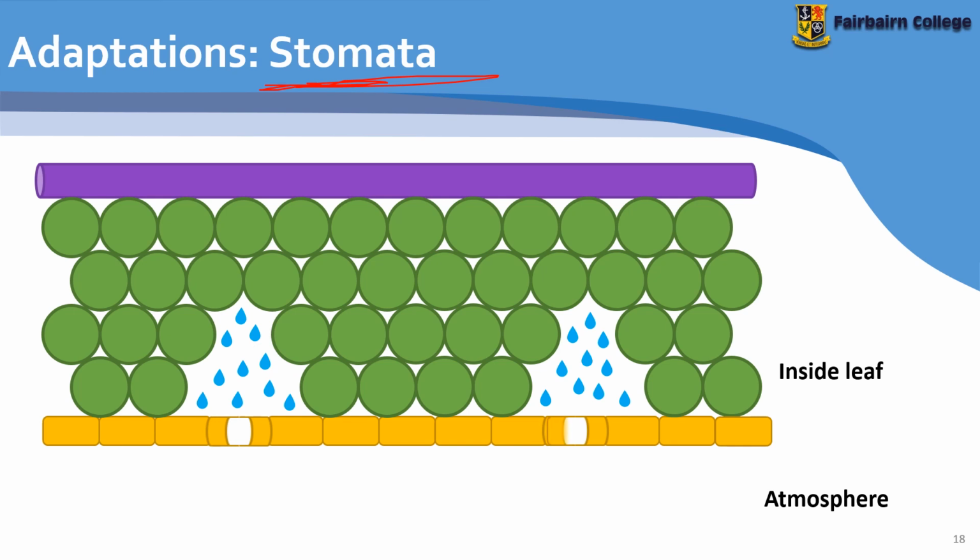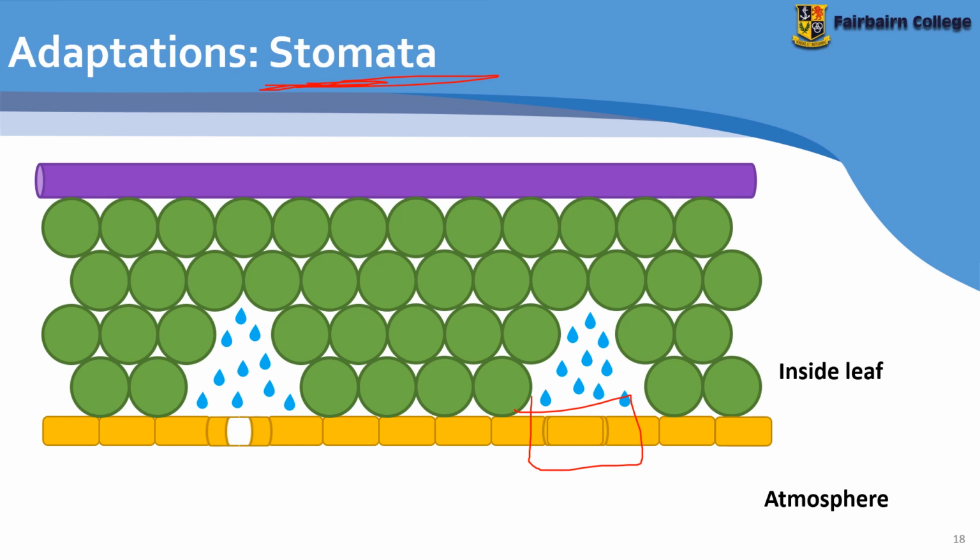And then second to last, some plants just reduce the amount of stomata they have. So they just have less stomata on the surface of the leaves. So that is one way of reducing the rate of transpiration. It's just having less stomata.